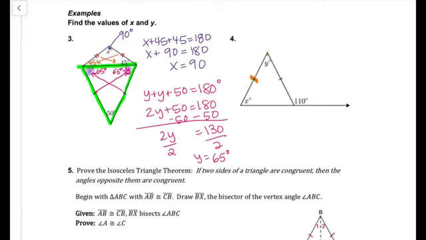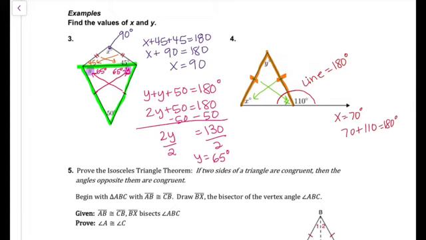Example 4, we have two sides that are the same, so the angles across from that are going to also be the same. So we've got x and x. I also have, notice this x and 110 make a linear pair. If I take x plus 110, that's going to give me 180 degrees. A line is always 180 degrees. So if I take 70 and add that 110 to that, I get 180 degrees.